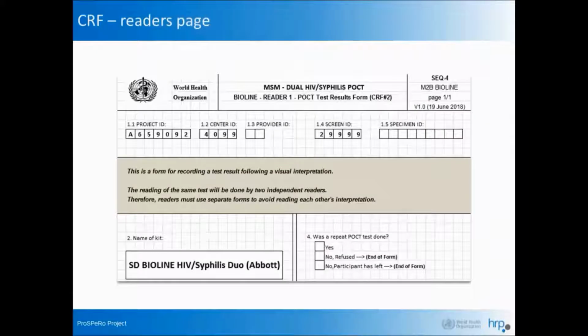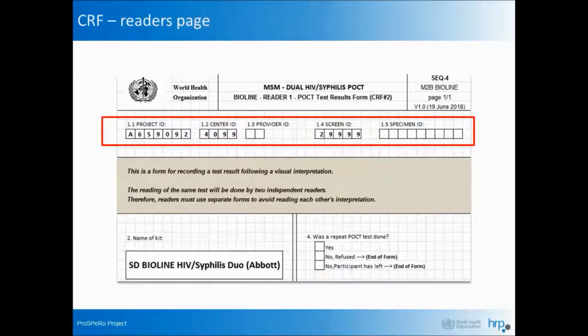Let us now show you the CRF pages for the POCT readers. As you can see, the structure is the same we already described for the interview CRF. The title clearly indicates the protocol and the section of the CRF, in this case the reader's form. In the box at the top right of the page, you can immediately identify the sequence number of the CRF and the type of protocol. Immediately below, you can find a list of codes, from the project ID to the specimen ID.